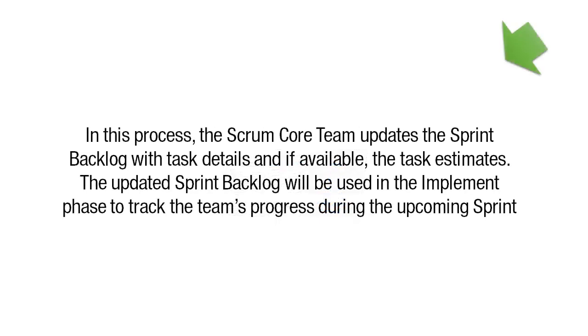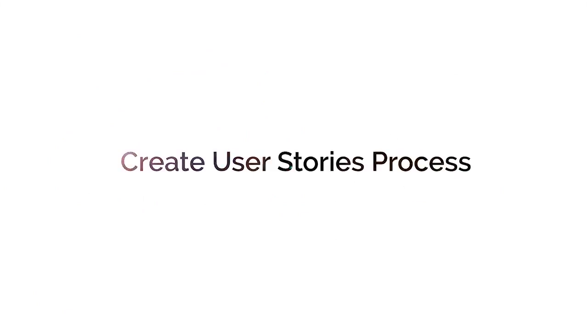In this process, the Scrum core team updates the sprint backlog with tasks and details and, if available, the task estimates. The updated sprint backlog will be used in the implement phase to track the team's progress during the upcoming sprint. Let us now discuss the mandatory inputs, tools, and outputs of the Create User Stories process.